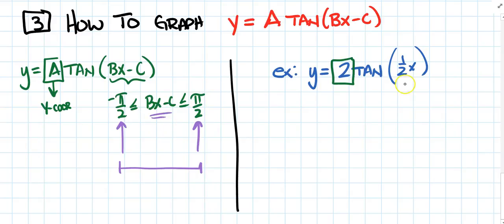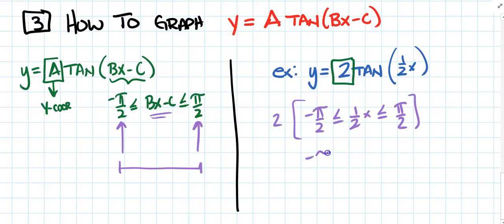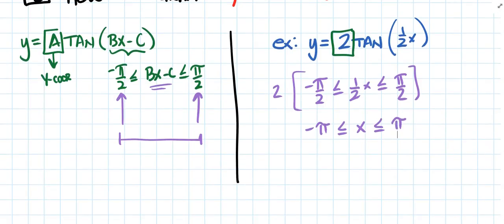For us over here in this example, we would have negative pi over 2 is less than or equal to 1/2 of x, which is less than or equal to positive pi over 2. Okay, so what we're going to do is now solve this inequality for the value of x. I do this by multiplying everything by 2. So I get negative pi less than or equal to x less than or equal to pi. And that right there tells me where I can find two consecutive asymptotes.